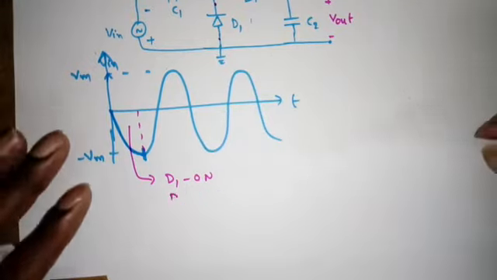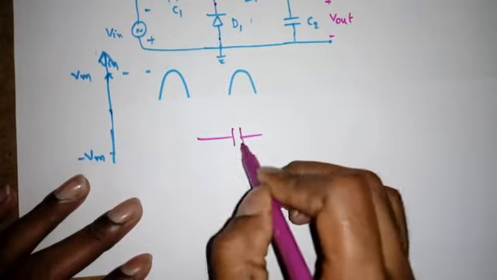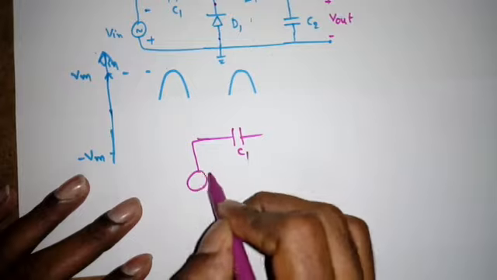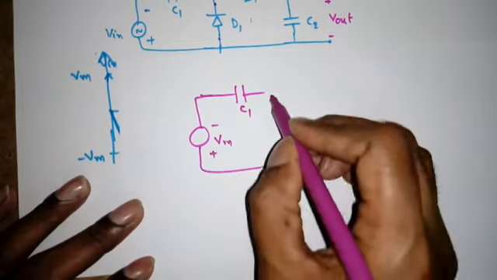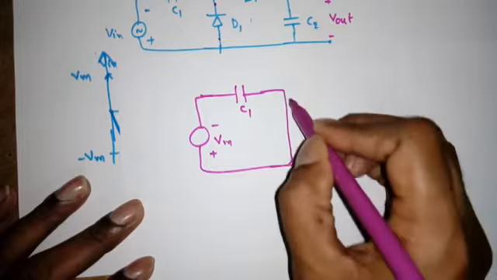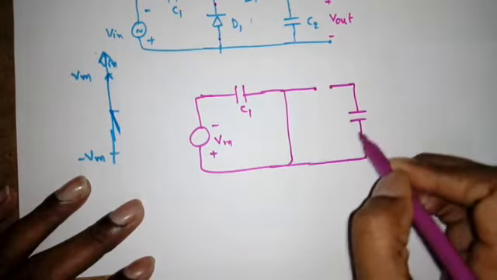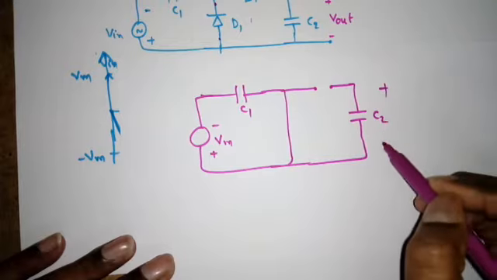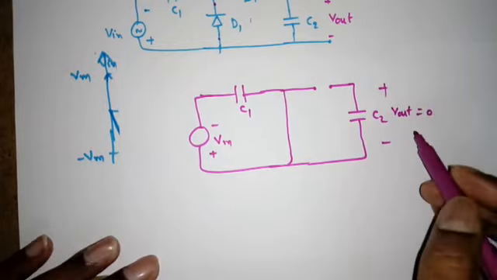Then what happens to the capacitor C1? The equivalent circuit will be like this. C1. So maximum I am applying minus plus Vm, and this is a short circuit, and this will be an open circuit, and this is the capacitor C2. So there is no charging path for the capacitor C2. So here Vout will be 0, or Vc2 will be 0.